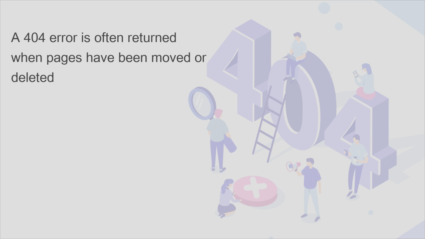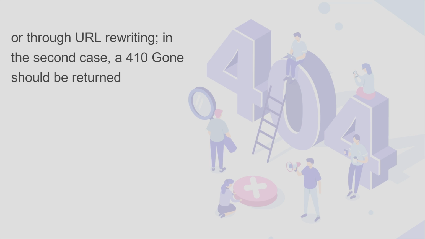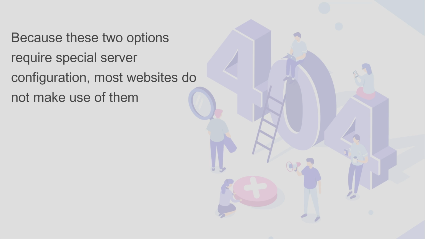A 404 error is often returned when pages have been moved or deleted. In the first case, it is better to employ URL mapping or URL redirection by returning a 301 moved permanently response, which can be configured in most server configuration files, or through URL rewriting. In the second case, a 410 gone should be returned. Because these two options require special server configuration, most websites do not make use of them.